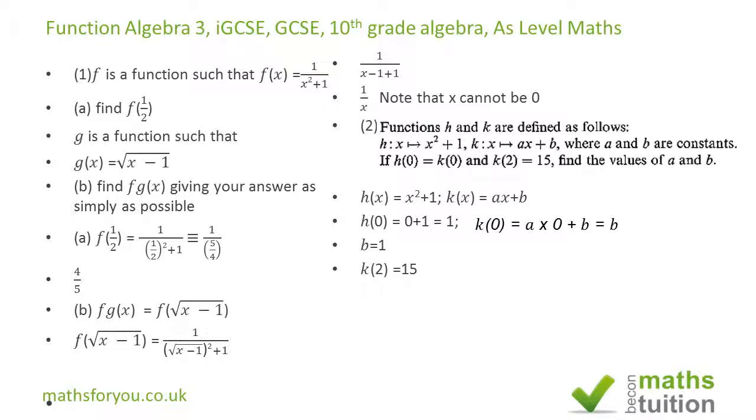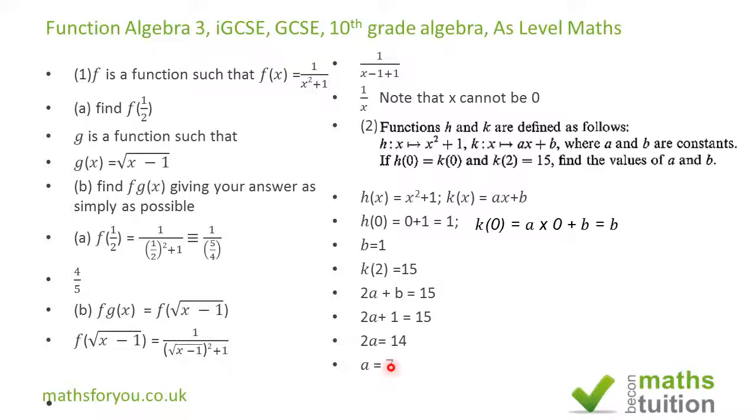Right, we know that k of 2 is 15. So if we write that 2a plus b is equal to 15, because if we substitute 2 for x, that's for k of 2. Because we know that b is equal to 1, this becomes 2a plus 1 is equal to 15. If you then subtract 1 from both sides, you end up with 2a is equal to 14. And if you then divide both sides by 2, you end up with a is equal to 7.